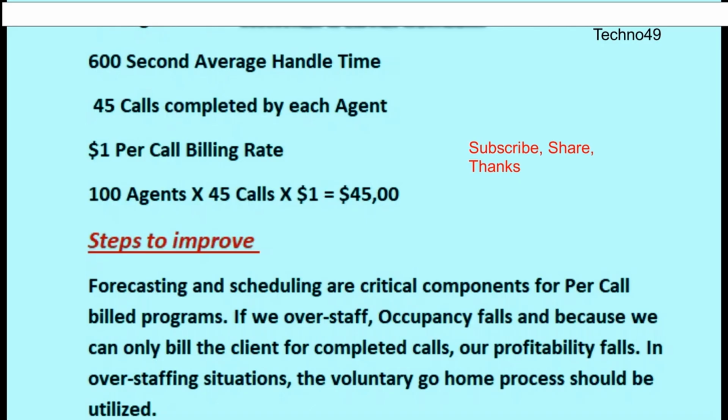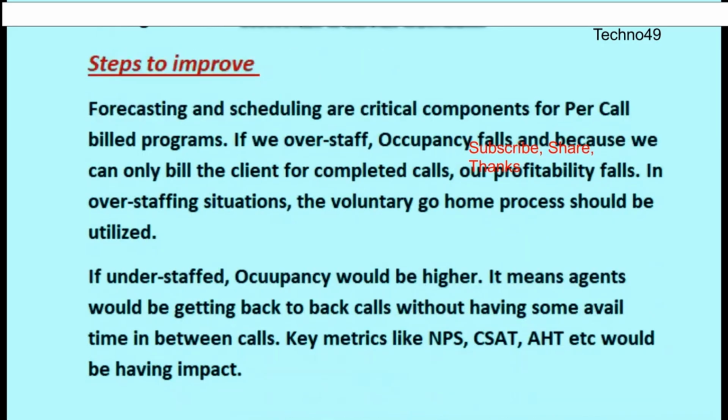Now let's talk about if we are understaffed. Occupancy would be higher. It means agents would be getting back-to-back calls without having some available time in between calls. Key metrics like NPS, CSAT and AHT would be impacted. We talked about how, if the occupancy is lesser, the agents would be sitting idle, so it's a kind of cost to the company.